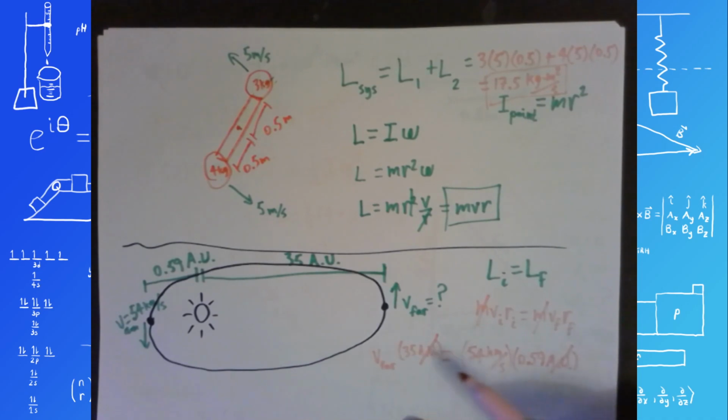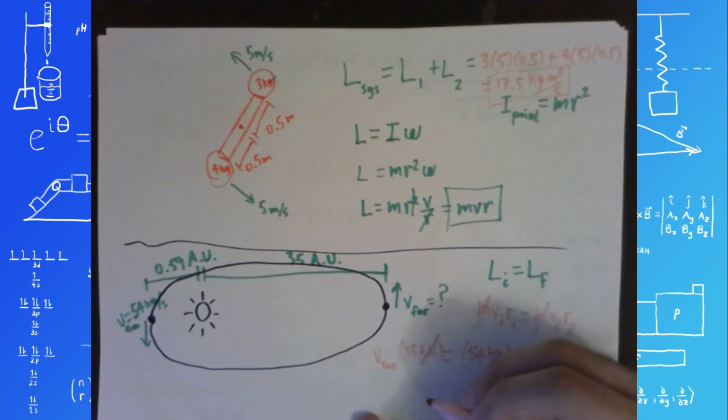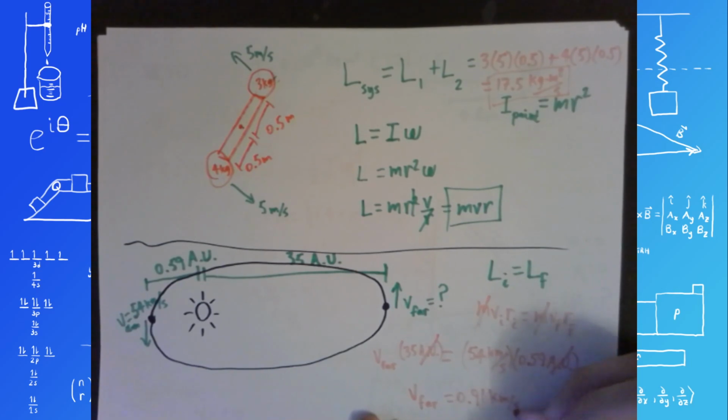54 times 0.59 divided by 35. Where's my calculator? One of these days I'm going to lose this thing. It hasn't happened yet, but one of these days it just might. 54 times 0.59 divided by 35 is 0.91. So I'm getting V far equals 0.91 kilometers per second.